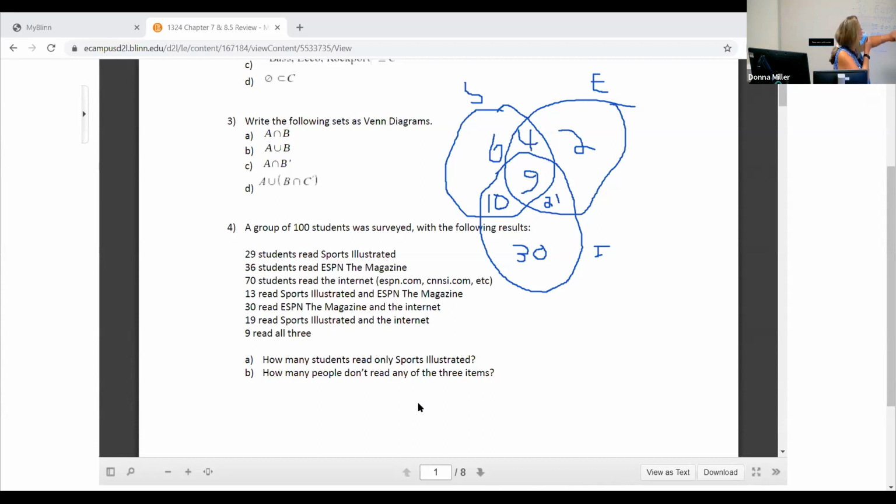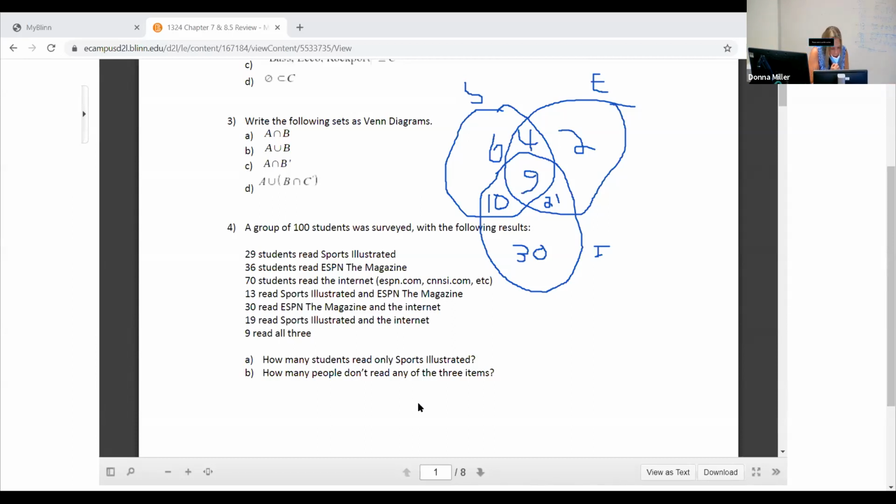So they add to 82, but I know there were 100 people surveyed, right? So there's some people that don't get any of them. So if I do 100 minus 82, that's how many people are on the outside, right? So 100 minus 82 is 18, right? So you have 18 people on the outside. Once you fill these diagrams out, you can answer any question, right?